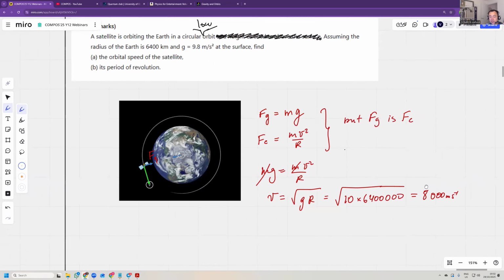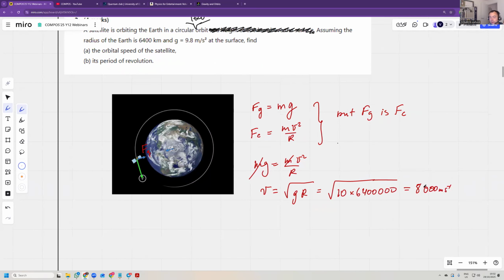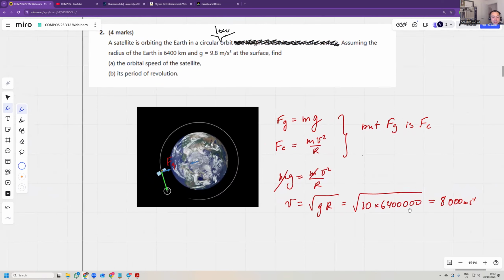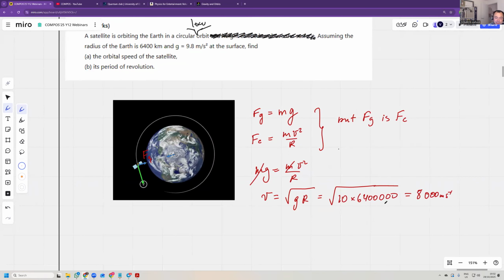And that's the speed of a satellite. That's the speed that you need to go in orbit. Actually, it's a little bit less. It's 7,800 meters a second. But that's not the point. That's 8 kilometers a second. That's the speed that you need.